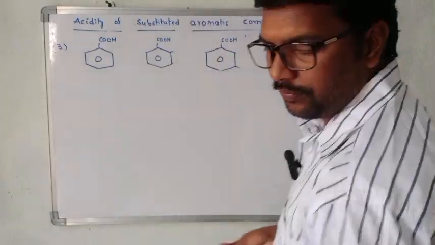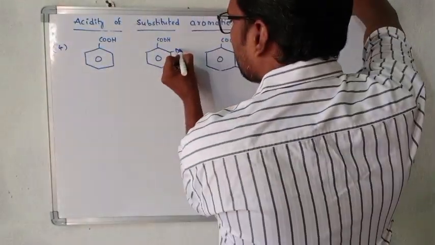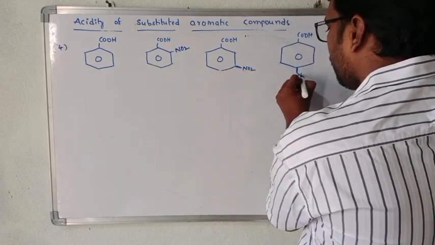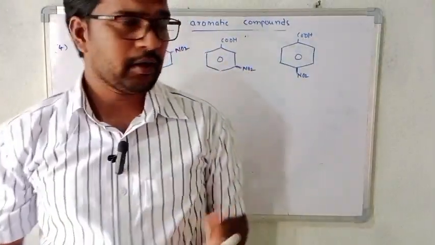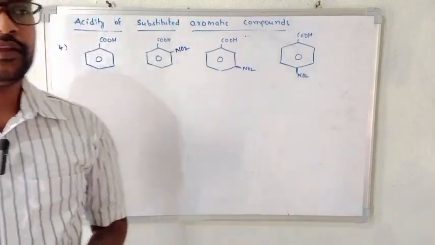Okay, in place of halogen, now we take another group, that is the NO2 group. NO2 group, it is nitro. Now we are to take the nitro group. When you take the nitro group, it is ortho-nitrobenzoic acid, meta-nitrobenzoic acid, and para-nitrobenzoic acid.